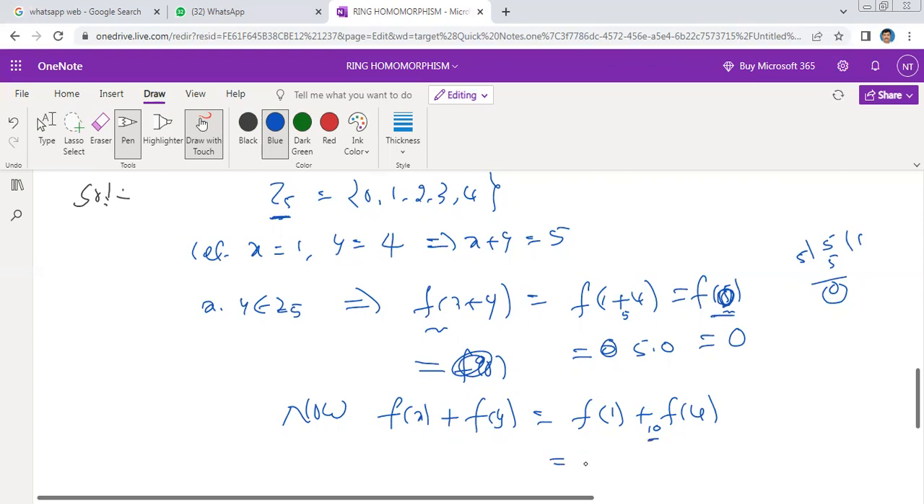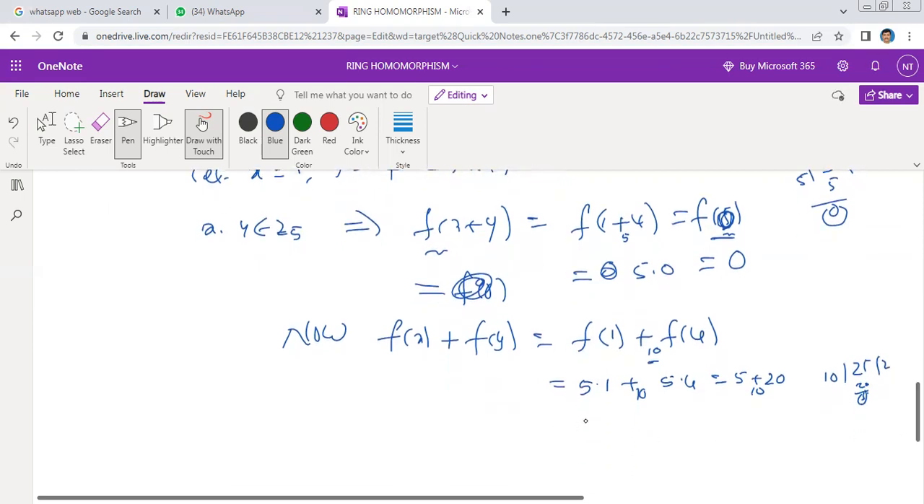f of 1 means 5 into 1 modulo 10, and f of 4 means 5 into 4. You see, this is 5 plus 20, modulo 10. What is the value of this one? 25 divided by 10 gives remainder 5, since 10 twos are 20. So this value is equal to 5. Am I right? Now you observe here, this value is 0 and this is 5.